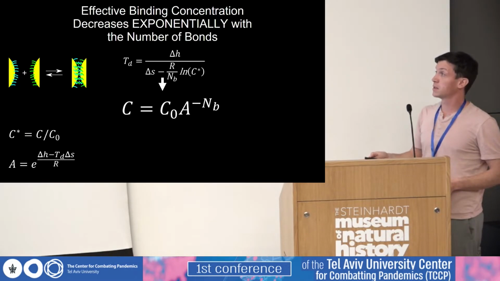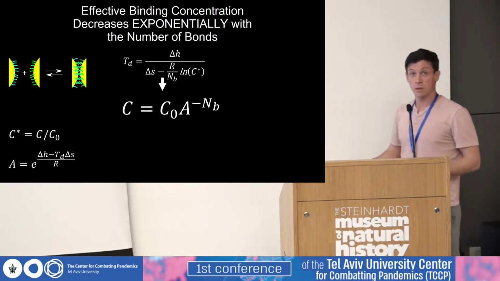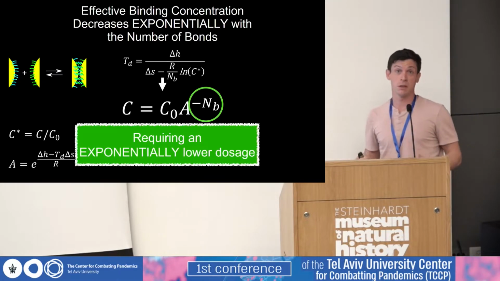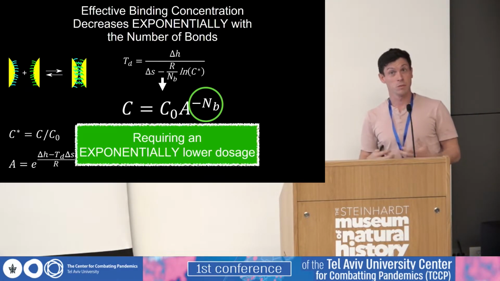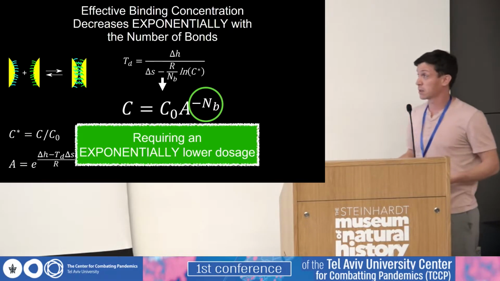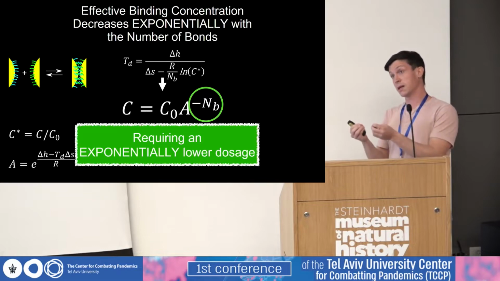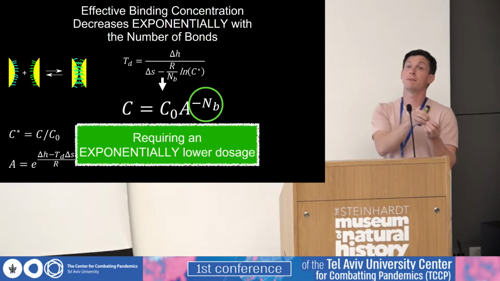It means that it decreases exponentially. And if you want to design a drug, it means that you'll need an exponentially lower dosage of that drug. So it will have much fewer side effects, even if whatever molecule you design doesn't have perfect matching to the epitope you're after.